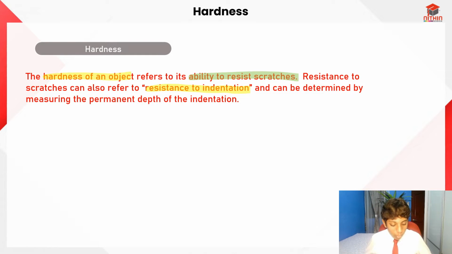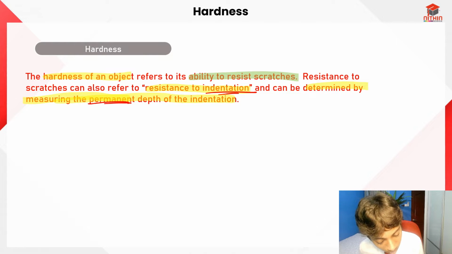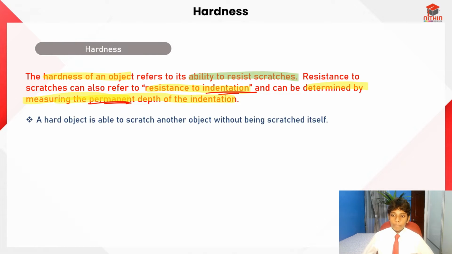Okay, so what is indentation? You'll take a look at it later in this slide. It can be determined by measuring the permanent depth of indentation. So the indentation needs to be permanent in order for us to test the hardness of an object. A hard object is able to scratch another object without being scratched itself.